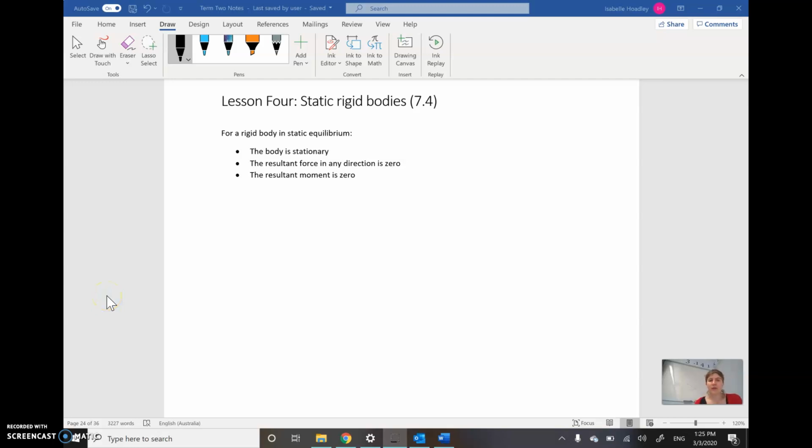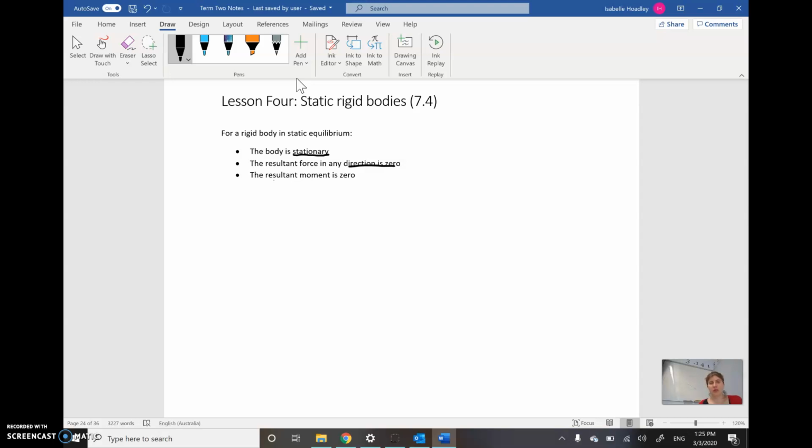Alright, hi everyone. This is starting off looking at static rigid bodies, which is the next part of the mechanics course that we need to look at. Okay, so for a rigid body which is in static equilibrium, the following things are always true. The first one is that the body is stationary, so not moving. The second one is that the resultant force in any direction is zero. We've covered these pretty thoroughly so far.